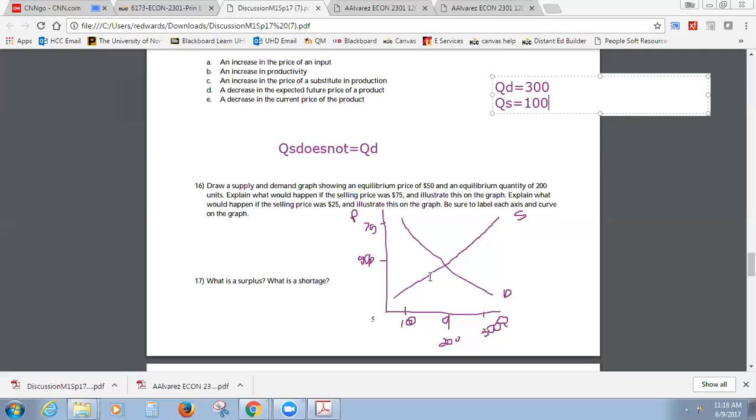So when the price is arbitrarily set below the equilibrium, you end up with a shortage. 300 people want to buy the good, and I only have 100. How many goods will actually be purchased? The answer is 100. I'll end up with a shortage of 200. The book talks about how this is how you end up with a black market. In economics, we don't consider this necessarily efficient.